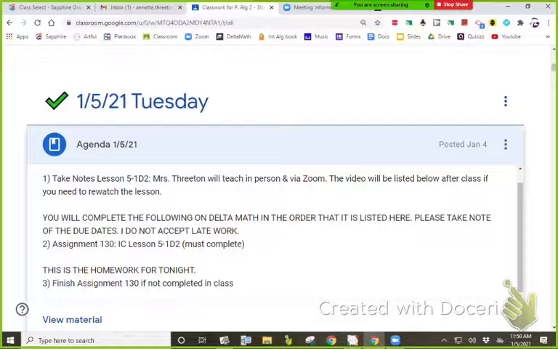So your assignment for today is assignment 130 in Delta Math. There is no exit ticket. So I am going to take a grade on the assignment. So you must complete it. You have until tomorrow at the beginning of class to get it done.